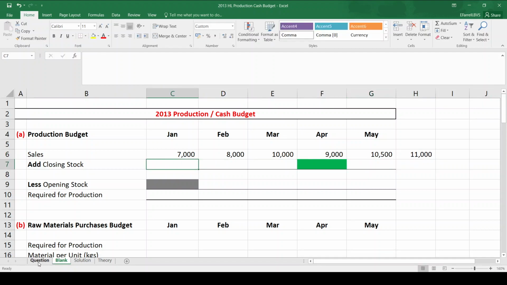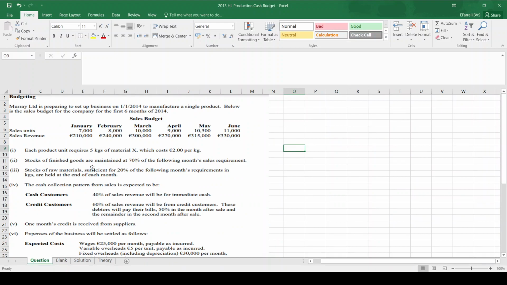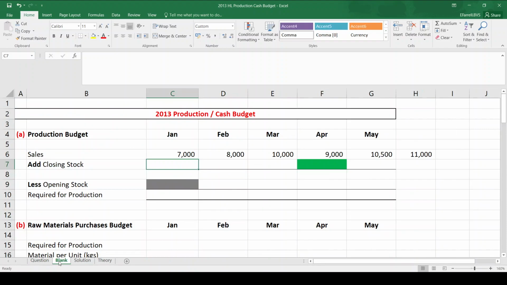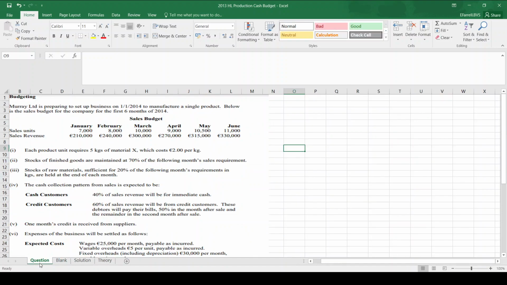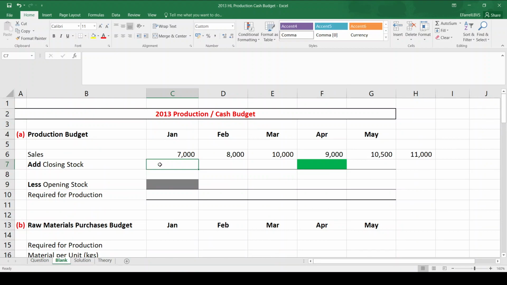Now, in the question, it says stock of finished goods, and that's what we're talking about here, units, are maintained at 70% of the following month's sales requirements. Now, it's the following month's sales requirements. So that means, again, just look at it, stock of finished goods are 70%, which means my closing stock is 70% of the following month's sales.